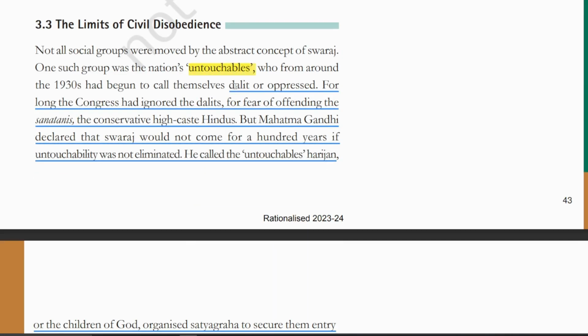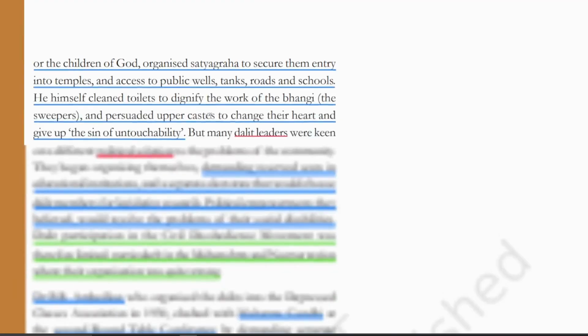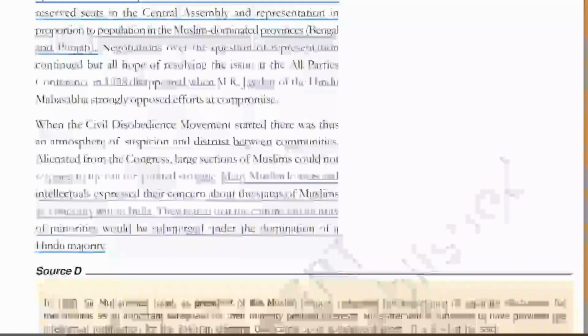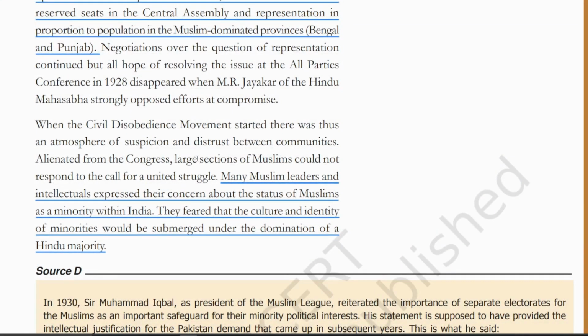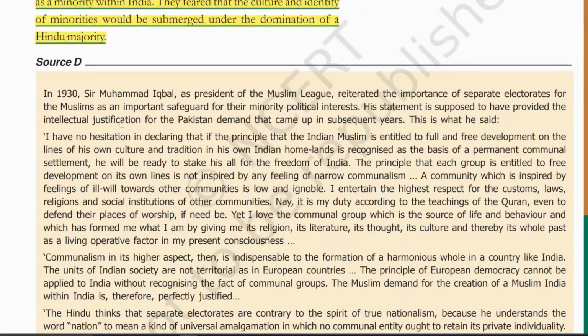This part on the untouchables, Dalits, Harijan, is about how Gandhi helped them and all that. This is more about Gandhi, many Muslim leaders, and intellectual status. This is also important. How Muslims feared that the Hindu majority could destroy them fully.